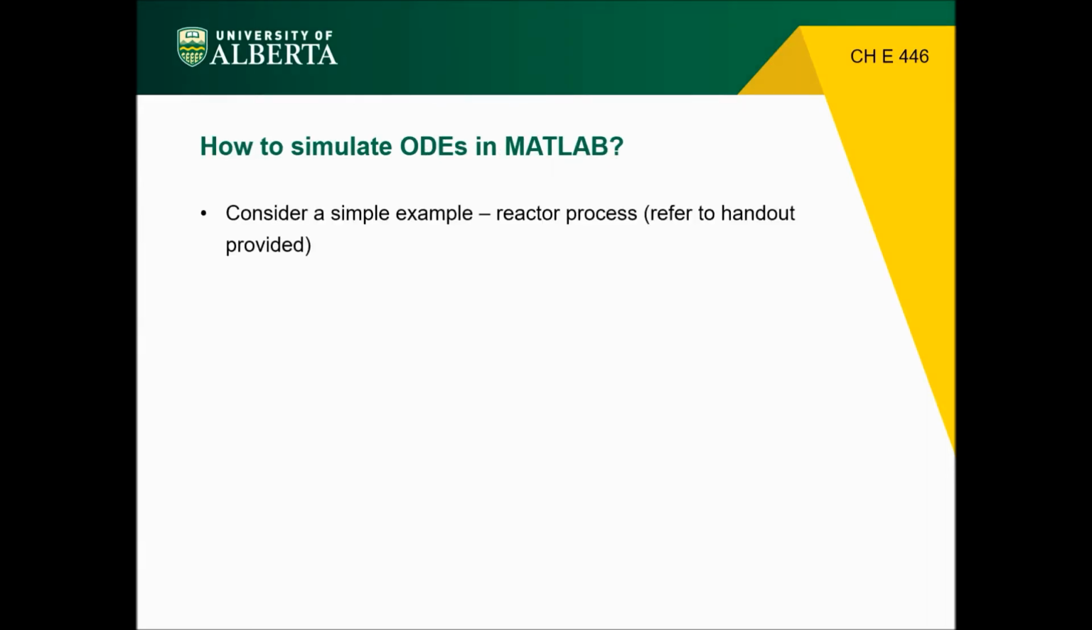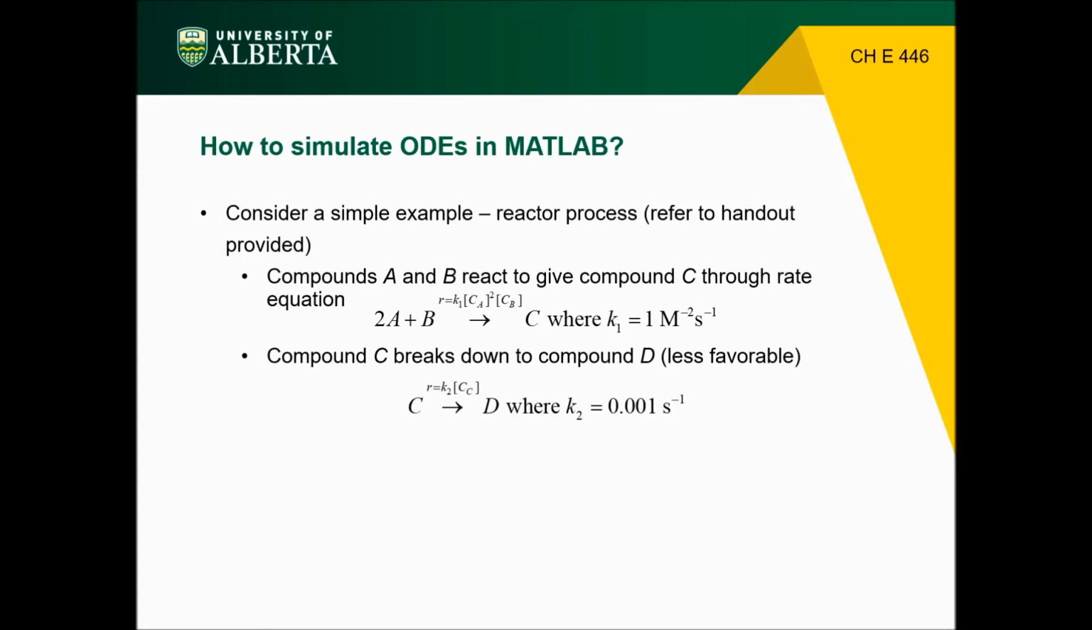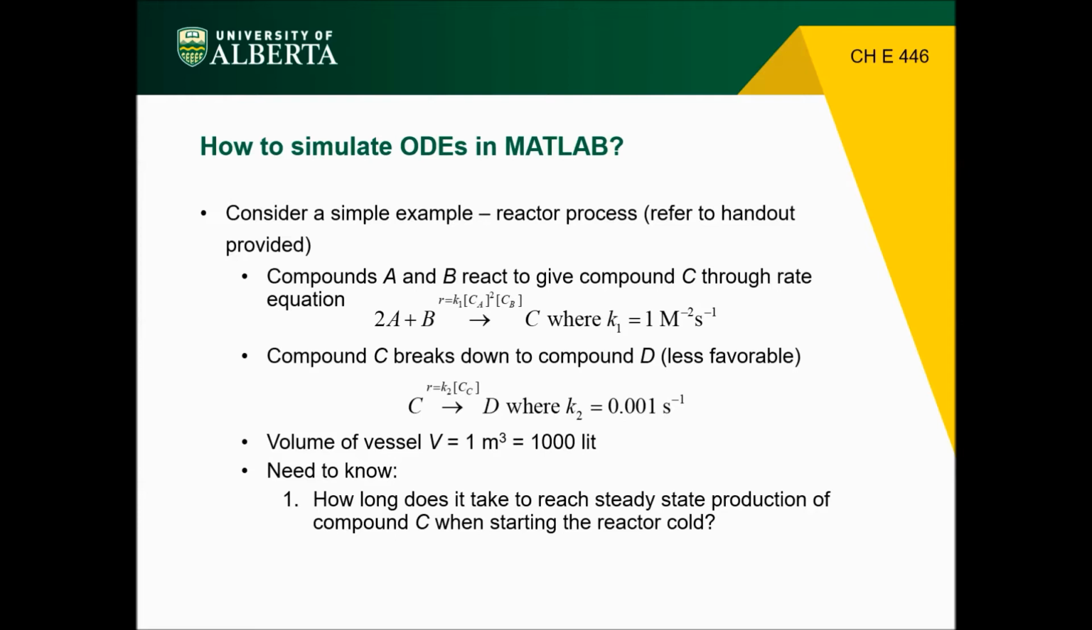Let us consider a simple example of a process occurring within a chemical reactor. Two compounds A and B react to form compound C through the reaction given as follows. Compound C further breaks down into a less favorable compound D through the reaction given here. We are told that the volume of the reactor is 1 meter cubed or 1,000 liters. For industrial manufacturing purposes, we need to know the answers to the following questions. How long it takes for steady-state production of C when the reactor starts from cold initial conditions, and what is the response of the system in terms of concentration of compound C when flows of compounds A and B into the reactor are changed.